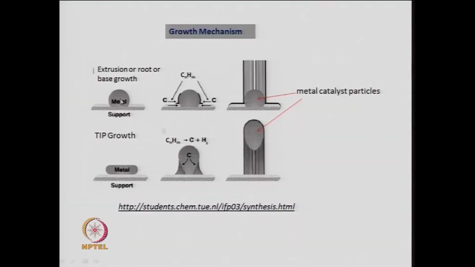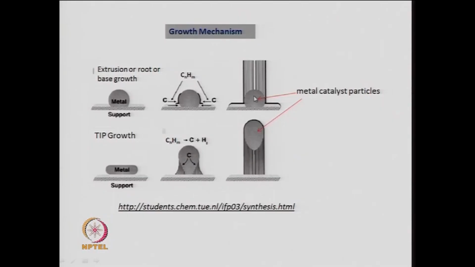So, the growth mechanism which is very popular is shown here. Two methods are given, the base growth method and the tip growth method. In the base growth method, you have the substrate or the support on which you have the metal catalyst. Now, when you add the hydrocarbon, which is the source of the carbon, the hydrocarbon decomposes or vaporizes and gives rise to carbon, and this carbon then reprecipitates on top of the catalyst and starts growing on top of the metal catalyst particle.